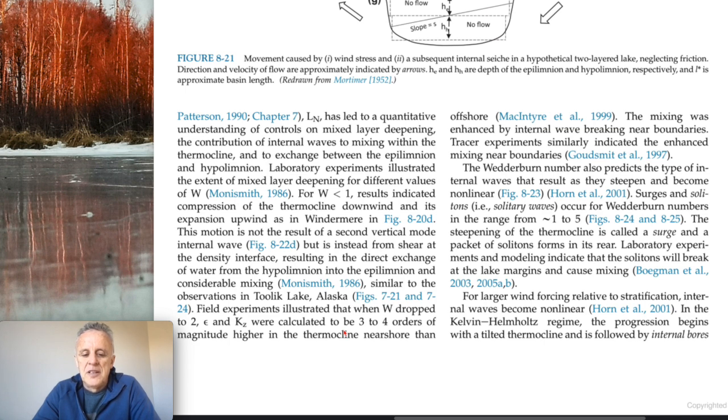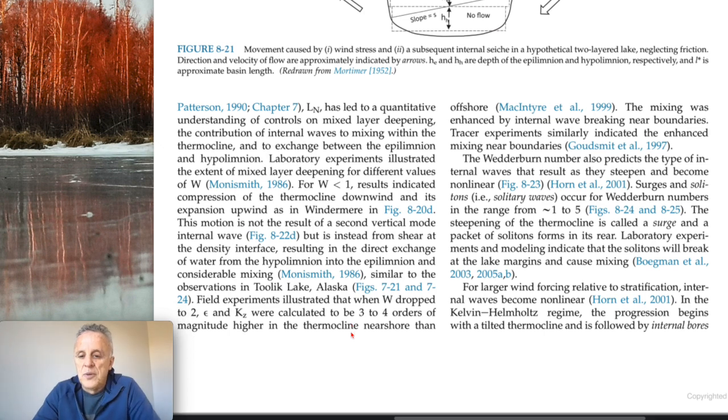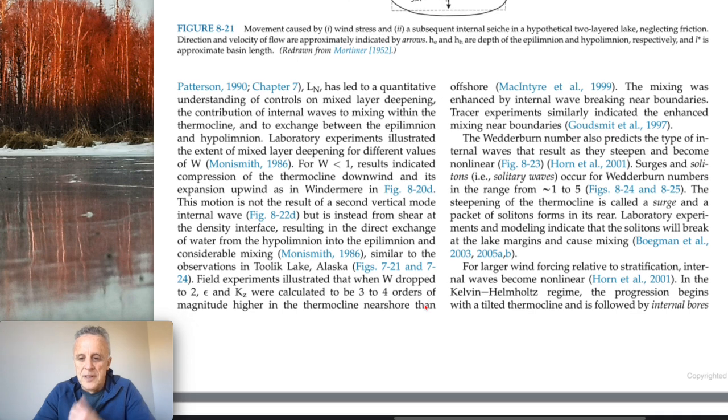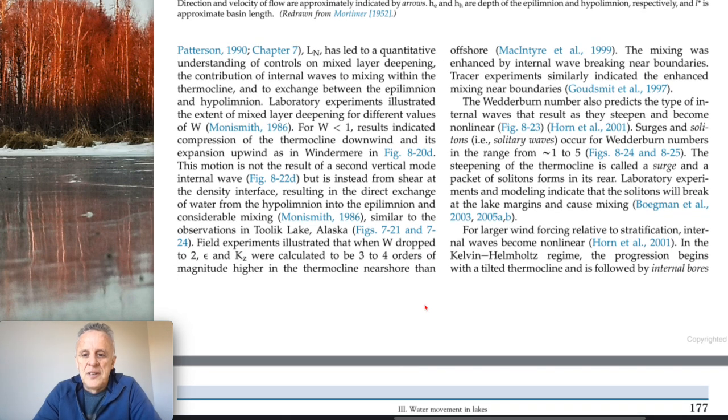Field experiments illustrated that when W dropped to 2, sigma and Kz were calculated to be 3 to 4 orders of magnitude higher in the thermocline near shore than offshore. The mixing was enhanced by internal wave breaking near boundaries. Tracer experiments similarly indicated the enhanced mixing near boundaries.